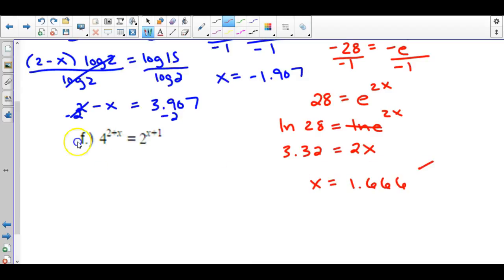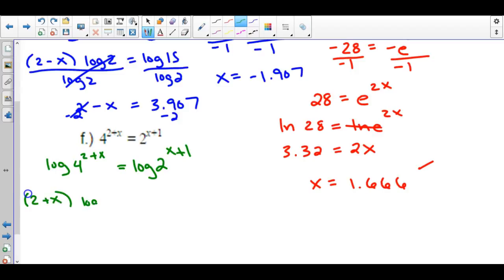Alright, and then lastly, I have a problem where I have exponential expressions on both sides with my variable in the exponent. So what I'm going to first do is log both sides of this. I'm going to log 4 to the 2 plus x equals log of 2 to the x plus 1. And next I'll apply that property where I'm going to bring the 2 plus x down as a coefficient to log 4. And I'm going to bring the x plus 1 down in front of the log 2.